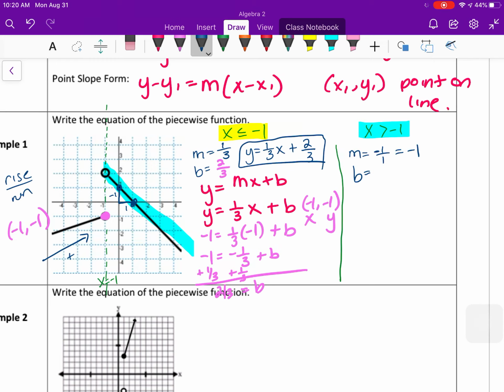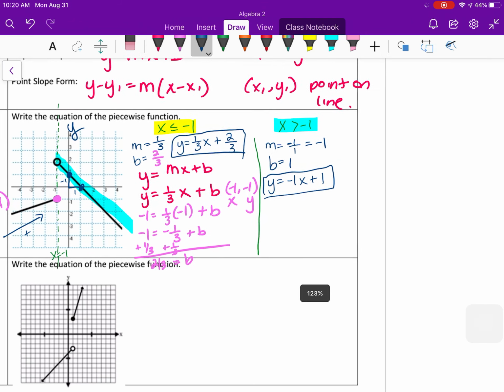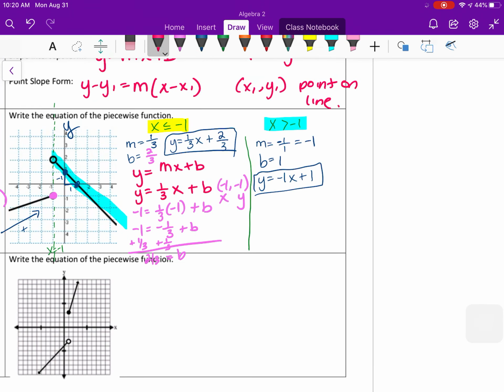And then the y-intercept is given to me here. It's where it crosses the y-axis, which is the vertical axis, which is at +1. So then I can write the equation to that line, which would be y equals -1x plus 1. All right, so we have the equation for each line, and we have the domain figured out. So now we need to write it in piecewise form.